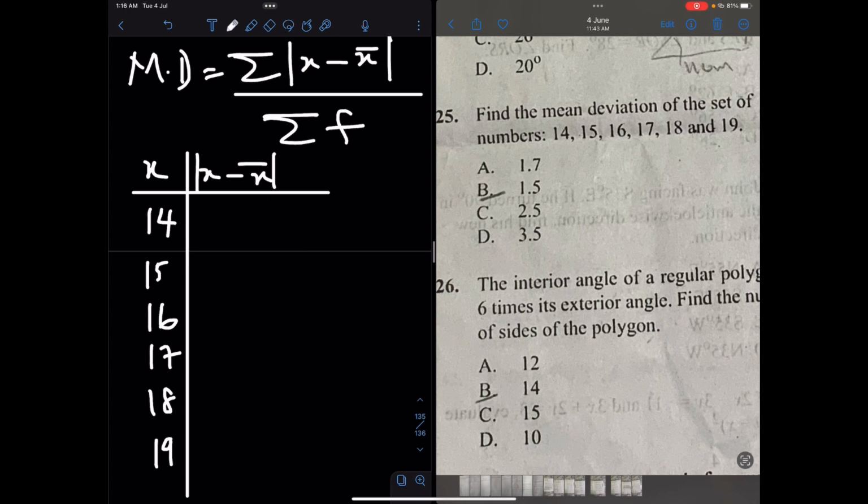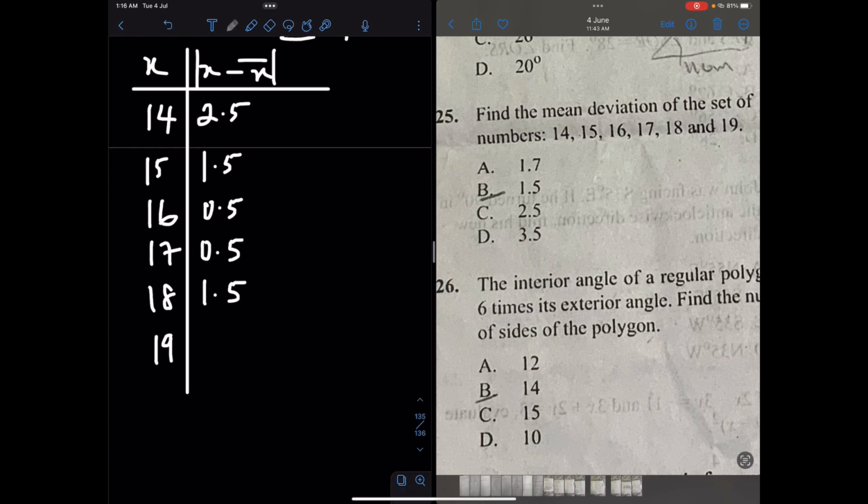14 minus 16.5 is minus 2.5, and the absolute value is 2.5. 15 minus 16.5 is minus 1.5, and the absolute value is 1.5. 16 minus 16.5 is minus 0.5, the absolute value is 0.5. 17 minus 16.5 is 0.5. 18 minus 16.5 is 1.5. And 19 minus 16.5 is 2.5.